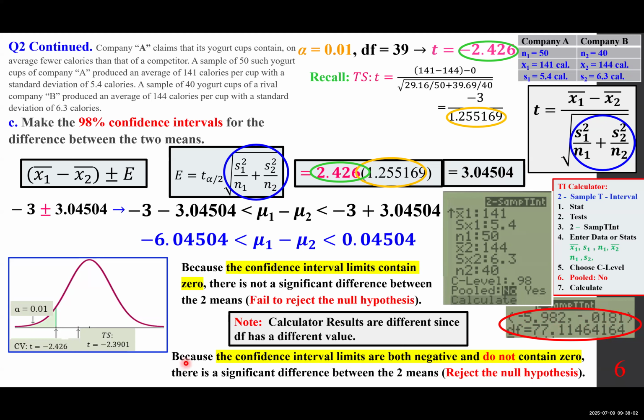Now, pay attention to this. Because the confidence interval limits are both negative and do not contain 0, there is a significant difference between the two means. Reject the null hypothesis. That's the difference between the two. 0 is in between, fail to reject the null hypothesis. 0 is not, reject the null hypothesis.